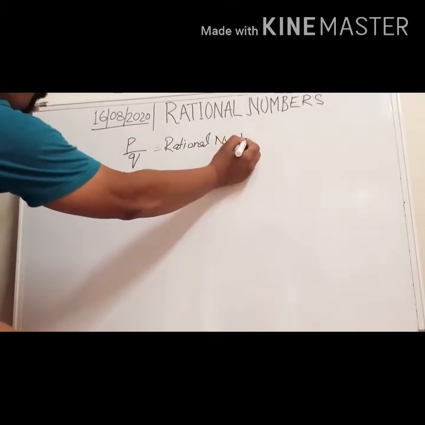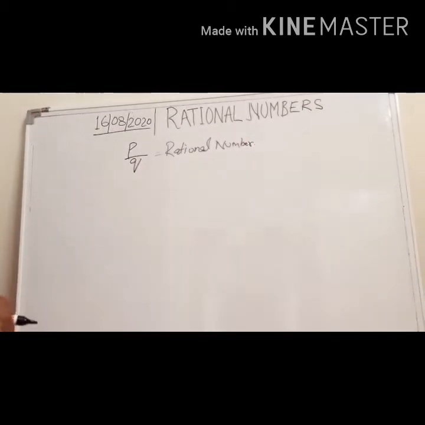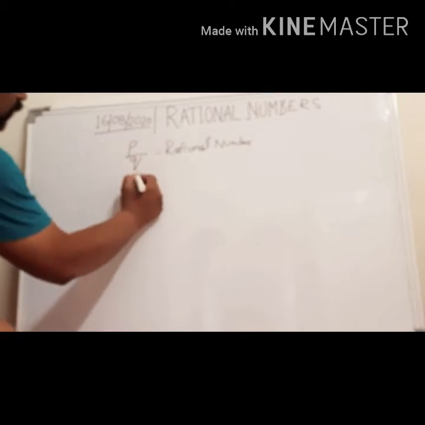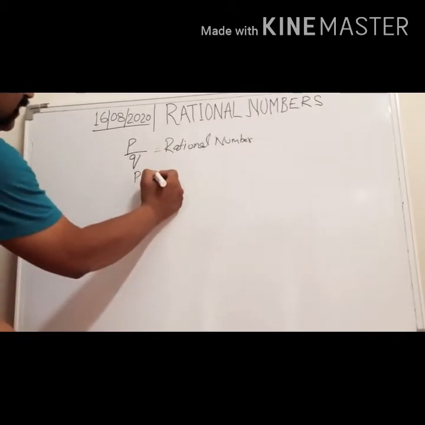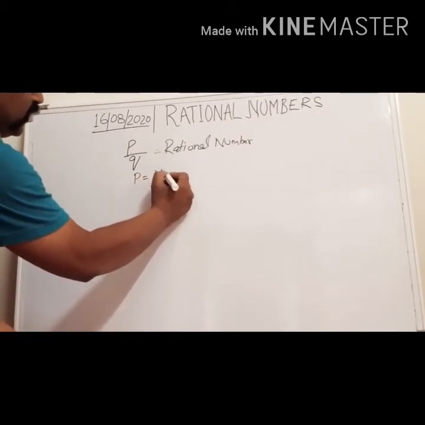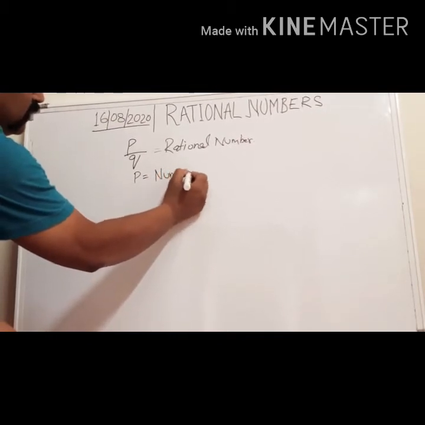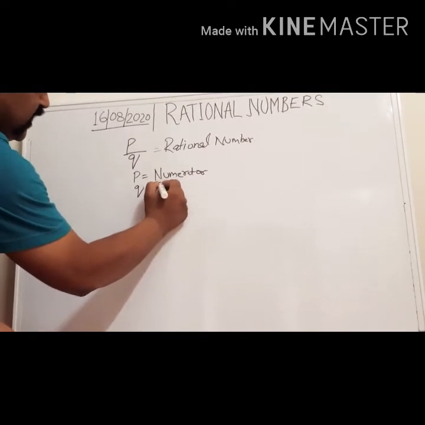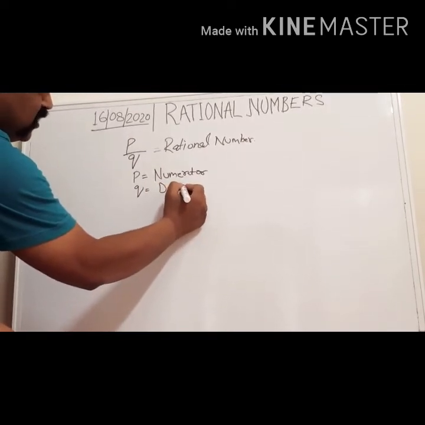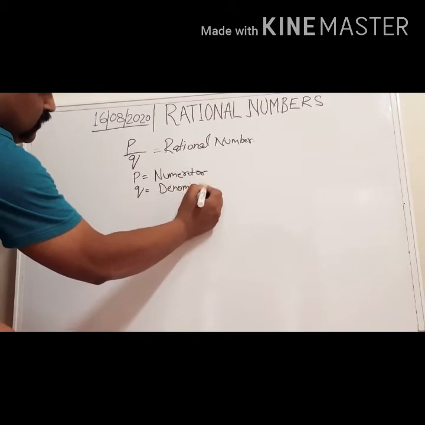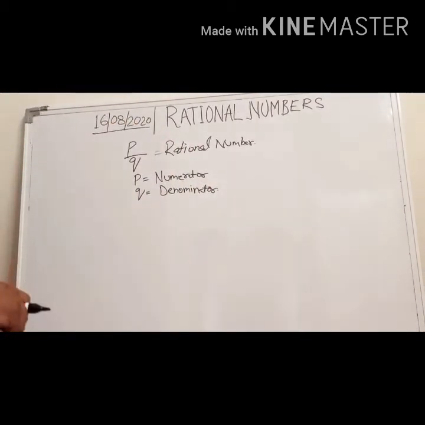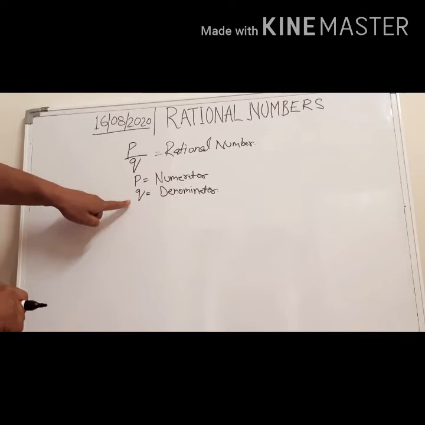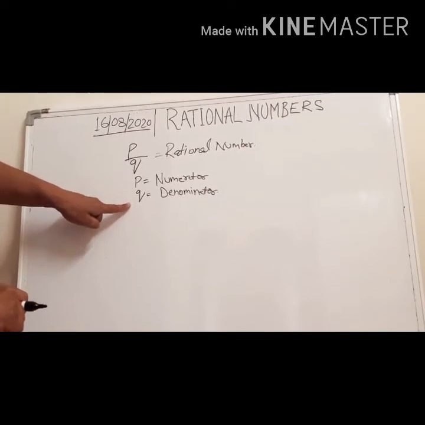Now, among this p by q, what is p and what is q? p is named as the numerator of the rational number and q is named as the denominator of the rational number. Now these p and q, when combined together in the form of an oblique, form a rational number.